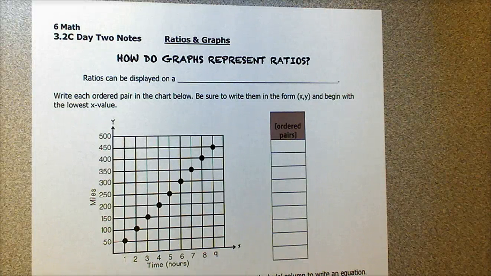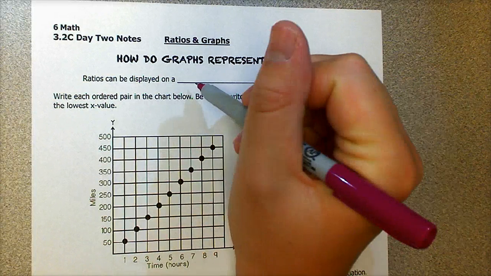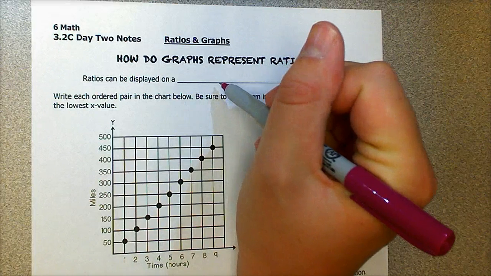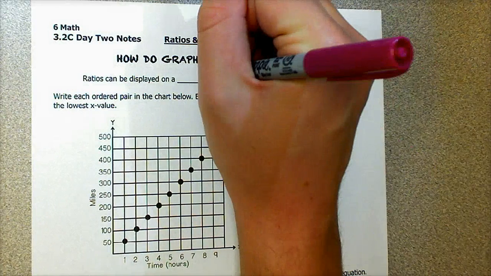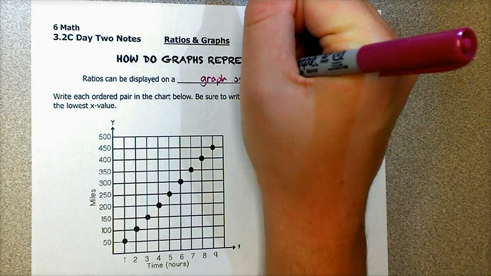Hey there, gang. In this video, we'll continue talking about how we can represent ratios with graphs. So this first blank up here, that's what we would put in that blank. Ratios can be displayed on a graph or coordinate plane.